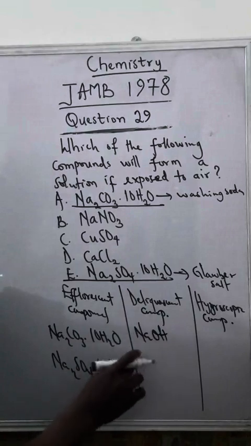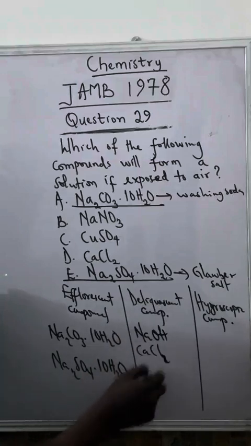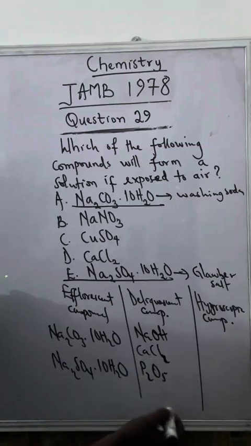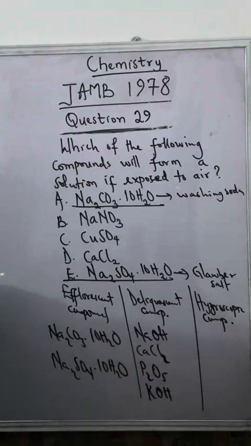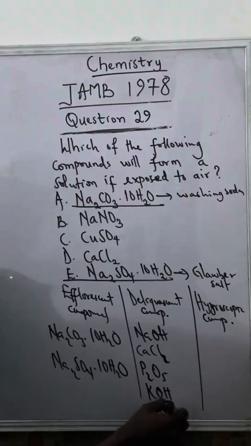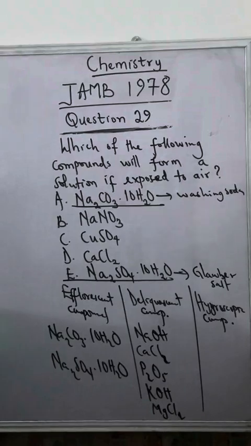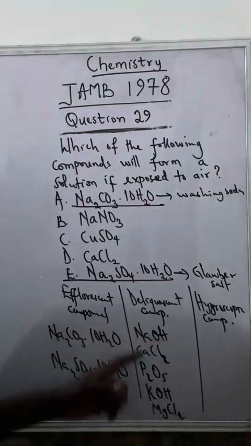So examples of the deliquescent compound, we have sodium hydroxide pellets. We have calcium chloride. So we have phosphorus(V) oxide, P2O5. We have potassium hydroxide. And we have magnesium chloride. So at least these are the common ones. So since we need the one that forms solution, check.